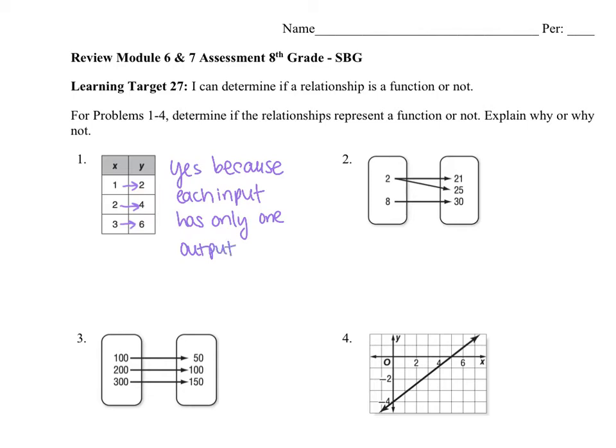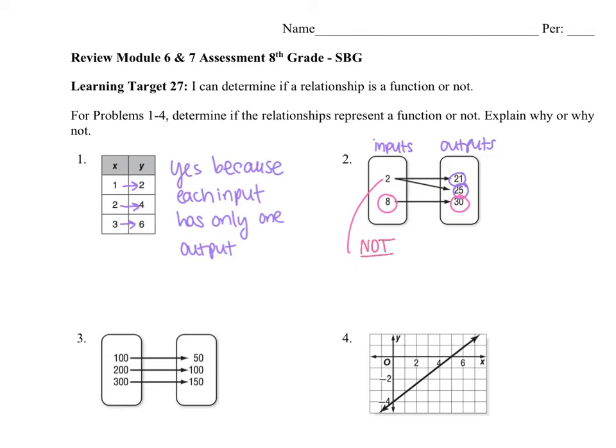And so remember back to the pop machines. This is how we learned about the functions. Okay, for number 2, same idea. The inputs will always be on the left, and we'll label them too, but these are the inputs and these are the outputs. So we want to make sure that each input has only one output. So we see that 2 has an output of 21 and 25, and 8 has an output of just 30. So since 2 has two different outputs, they're not the same thing, then this one is not a function.